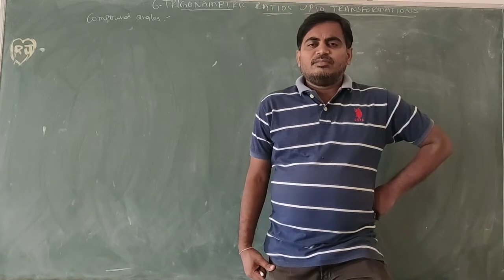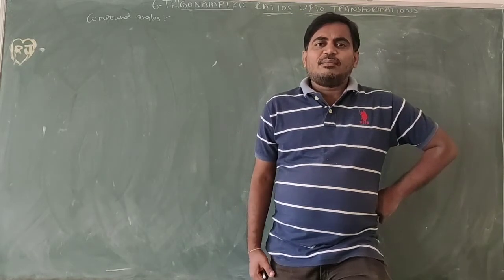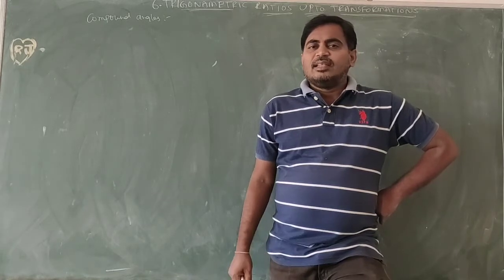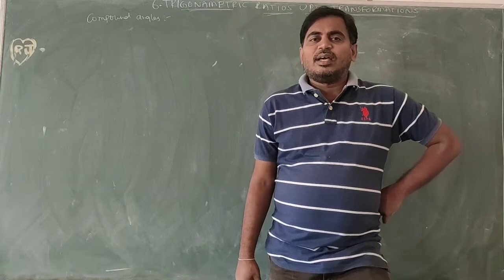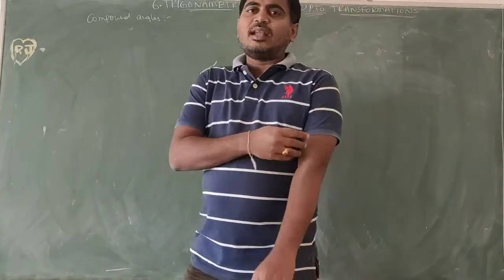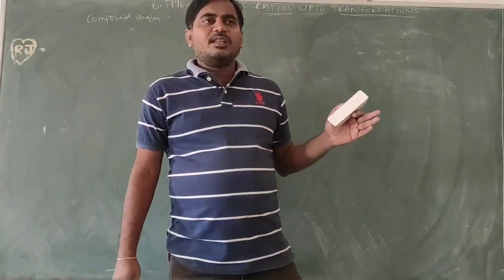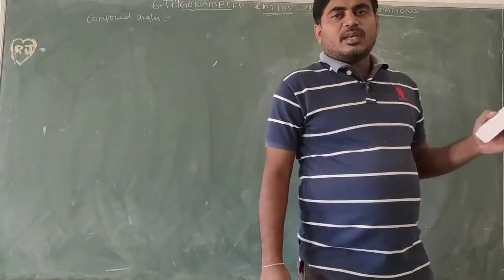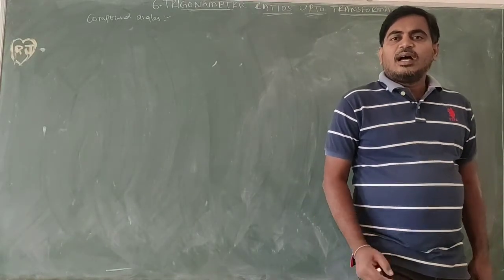Okay, if we are writing an angle as an algebraic sum of two or more angles, then such an angle is called a compound angle. For example, A, B, C, D and so on are some angles. If we take an algebraic sum, meaning A plus B, A minus B plus C, like this, it is called an algebraic sum.